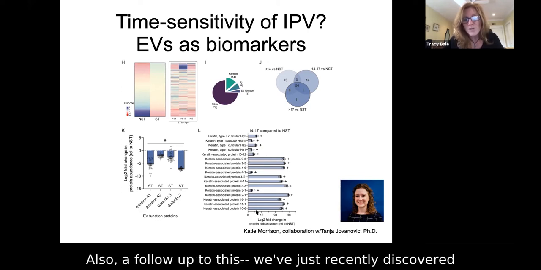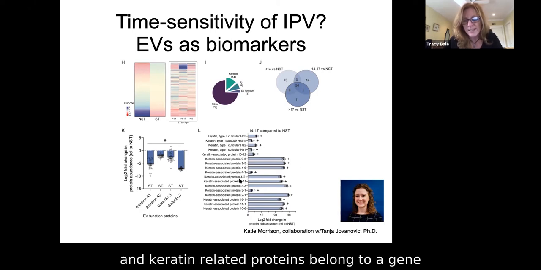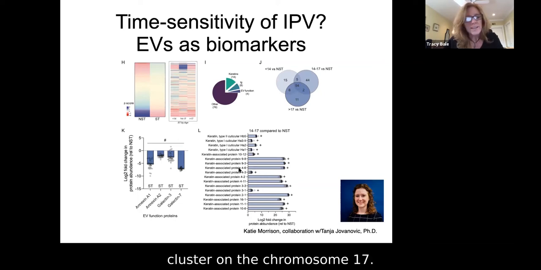Also a follow-up to this, we've just recently discovered that the majority of these keratin and keratin-related proteins belong to a gene cluster on chromosome 17. So that's also of potential interest for an epigenetic regulatory mechanism.